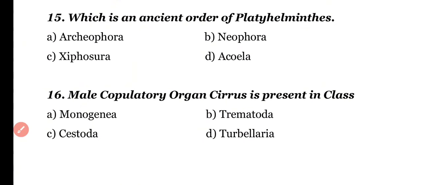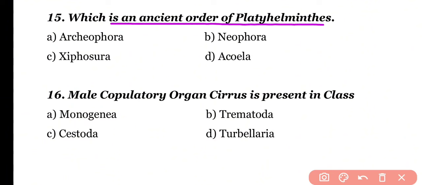Question number fifteen. Which is an ancient order of Platyhelminthes? Archaeophora, Neophora, Xiphosura, Acoela. Correct answer is option D. Acoela is the ancient order of phylum Platyhelminthes.